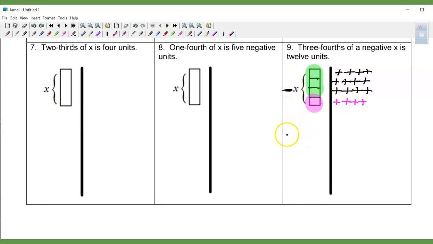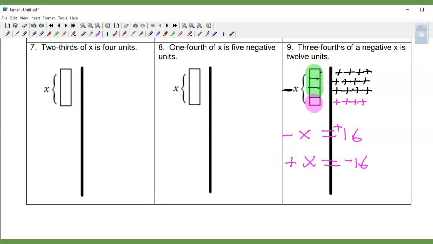That means the whole negative x is equal to 4, 8, 12, 16 positive, which means the positive x is equal to 16 negative.